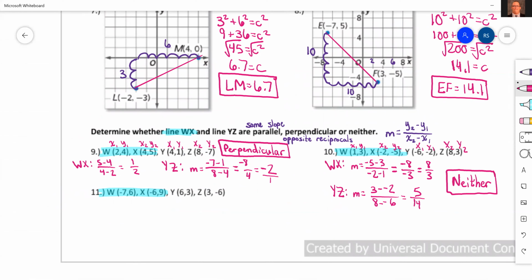And number 11 now. So found the slope of WX. I'll label my points. Y2 minus Y1 over X2 minus X1. Oh, forgot my -7. 9 minus 6 is 3. -6 minus -7, +1. So that's just 3.